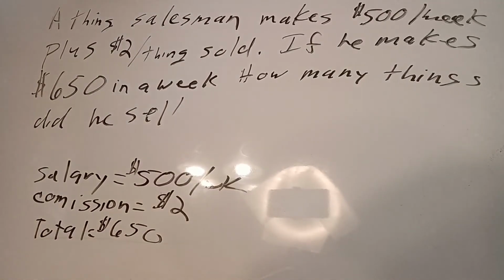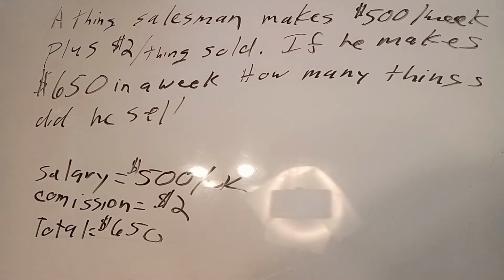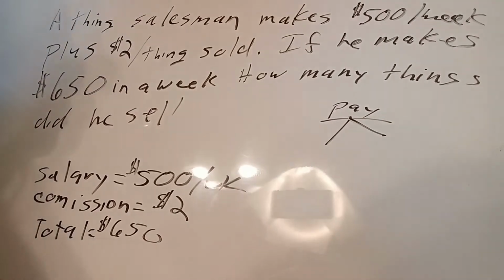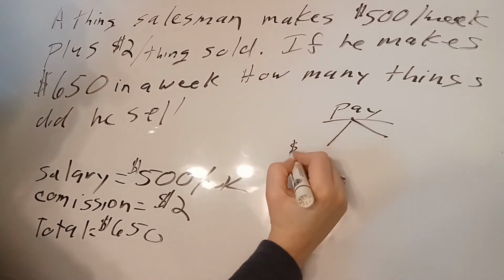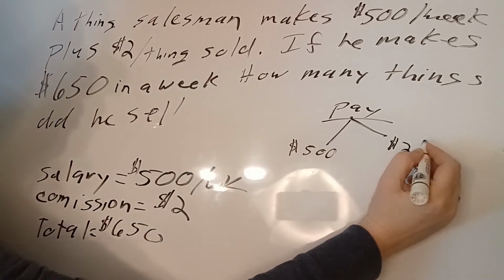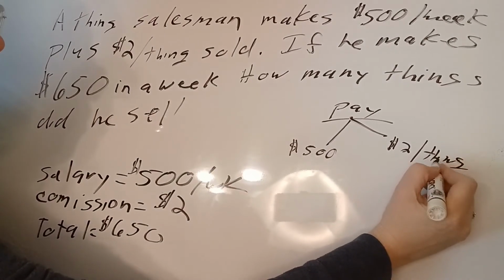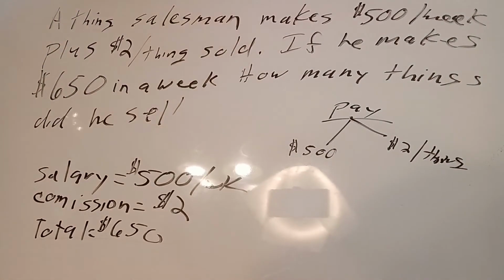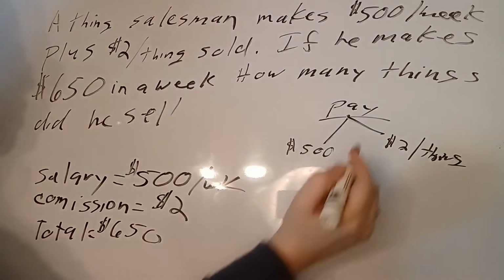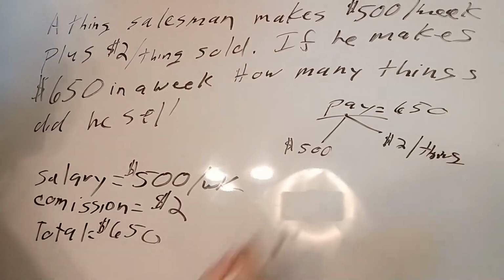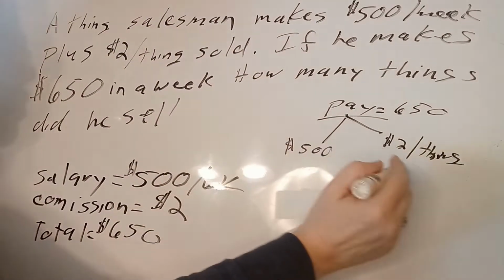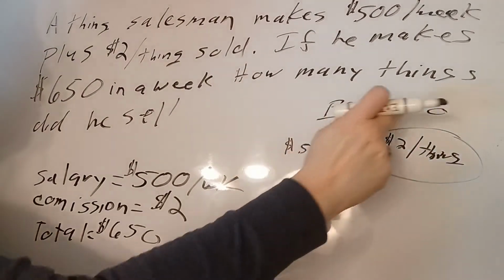Okay? So what we've got here, we're going to think about it. We've got his pay is split into two parts. We've got the $500 that he gets no matter what. And we get the $2 per thing. So that tells us that we've got two parts. This pay is equal to $650. So if we want to know how much this side is, we have to subtract this off.